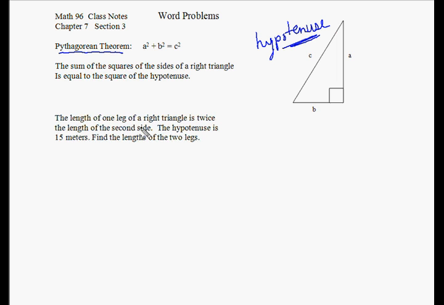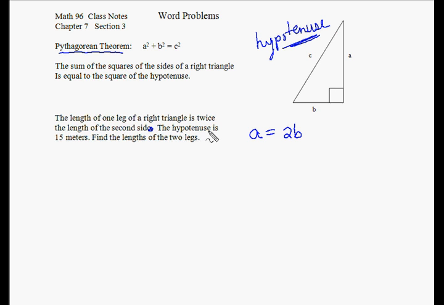The length of one leg of the right triangle is twice the length of the second leg. Now that's a sentence. So every time you get to the end of a sentence, you should try and write an equation. It said one leg, we'll call that A, is twice, 2 times, the length of the second leg. And again, A and B are the only legs of the right triangle. C is the hypotenuse.